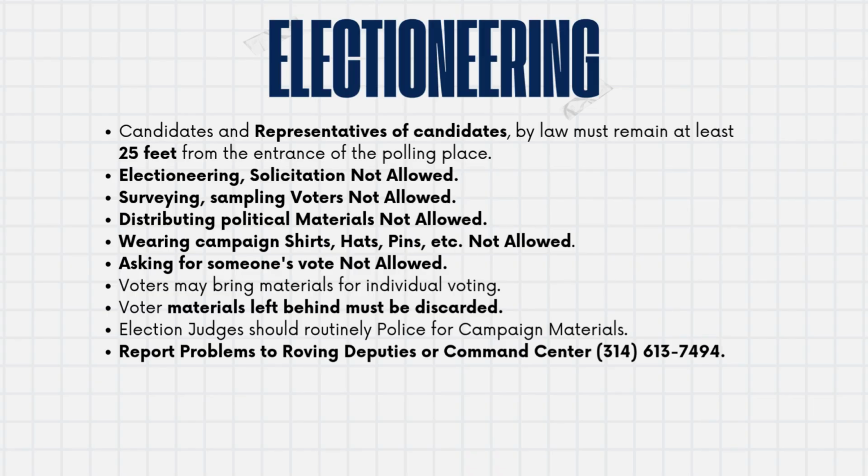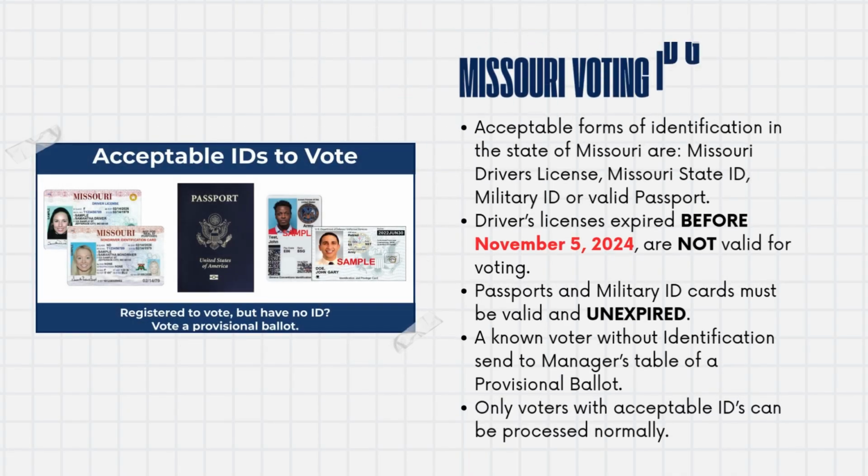That means no surveying or sampling voters, no handing out political materials, no wearing campaign shirts, hats, pins, or any kind of political gear, and absolutely no asking for someone's vote. Voters can bring their own materials to help with voting, but anything left behind must be thrown away. Election judges, it's your job to routinely check for and remove any campaign materials. If there's a problem, report it to a roving deputy or call the Command Center at 314-613-7494.